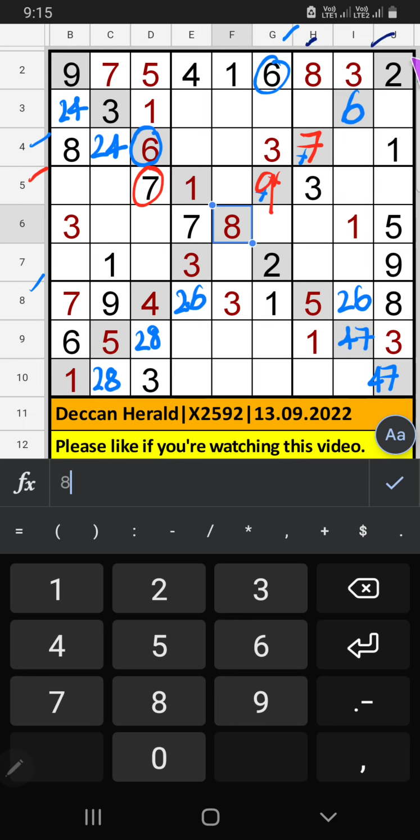Column H, column J, we have 5. So 5 can't come in these cells, then 5 is confirmed here. Then third grid, two numbers are remaining, 4 and 9. Column J, we have 9. So 9 can't come in the cell, 9 is confirmed here. Then 4 is here. Column J, we have 4. So 4 can't come in the cell, 4 is confirmed here. Then 7 is here. Then column J, only one number is remaining, 6. 6 is confirmed here.